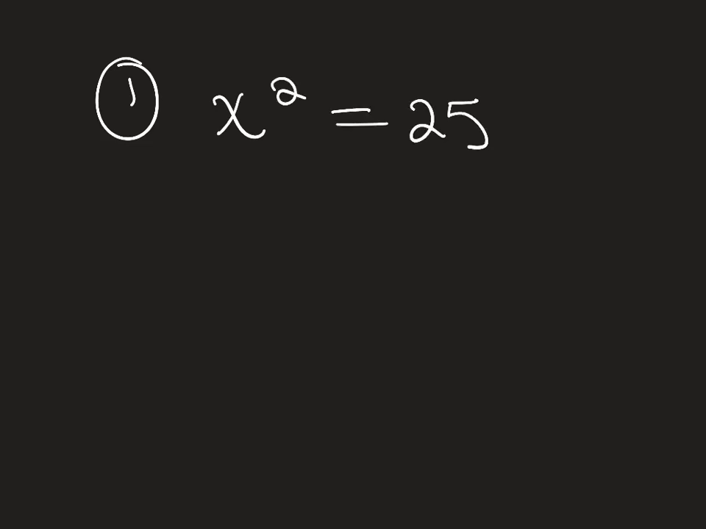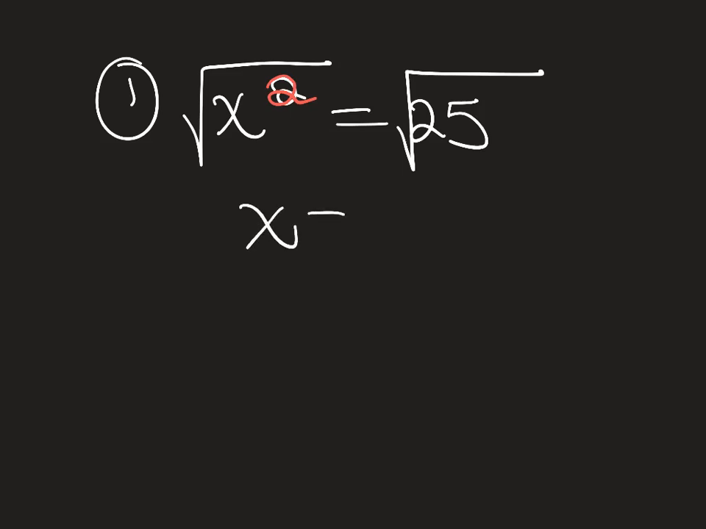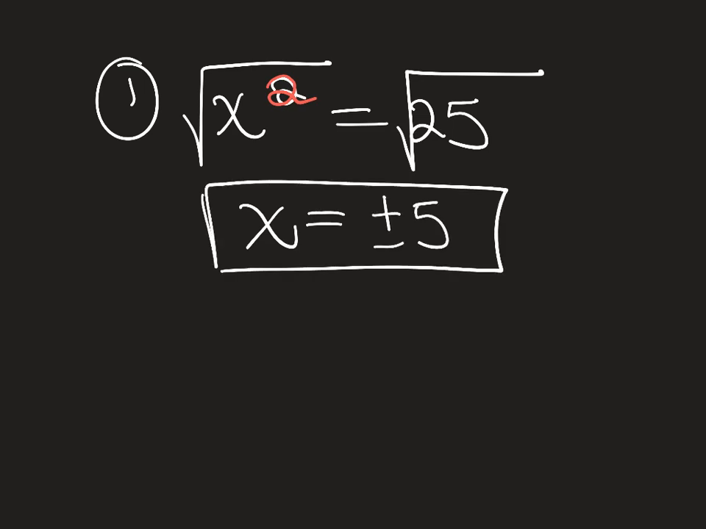So let's start with number 1. Number 1 says that we need to solve x squared equals 25. To undo this square right here, this 2 power, we have to take a square root and a square root. So that means I'm going to have x equals, and the square root of 25 is not just 5, it's plus or minus 5. That's your answer, number 1.